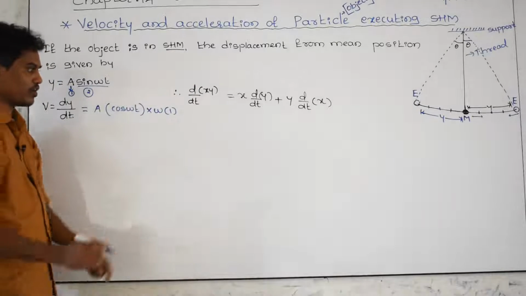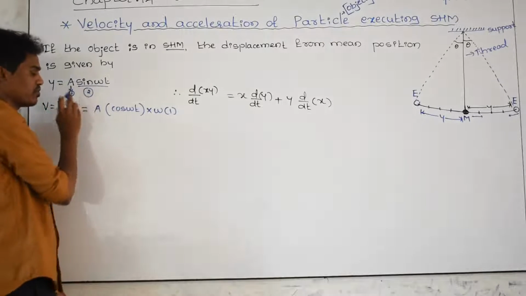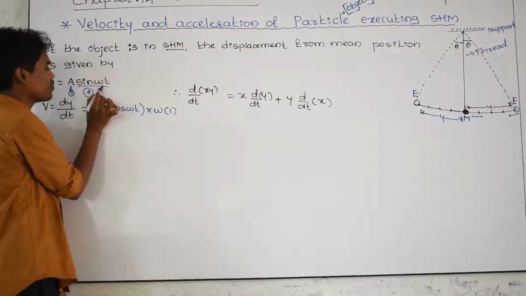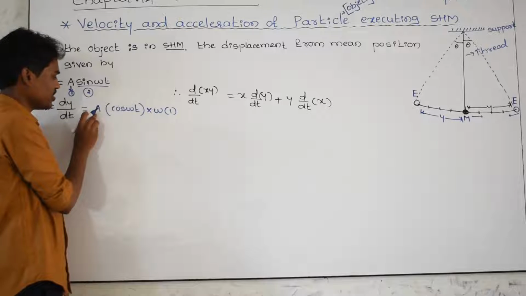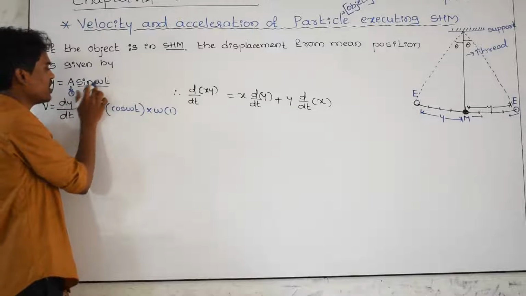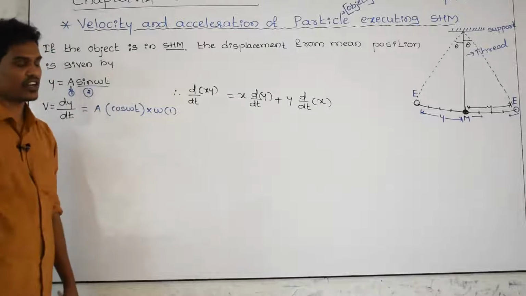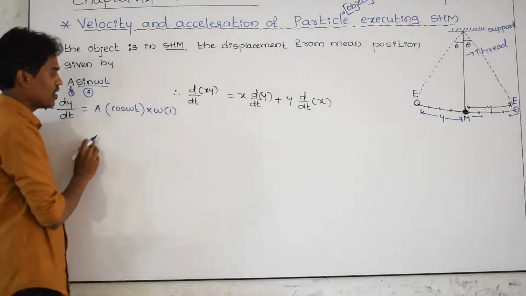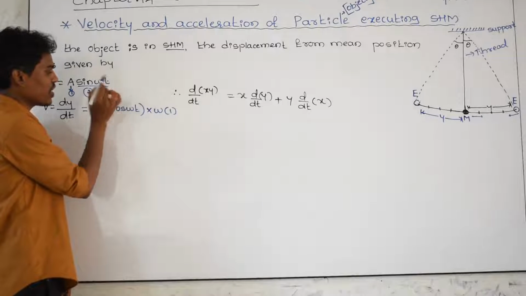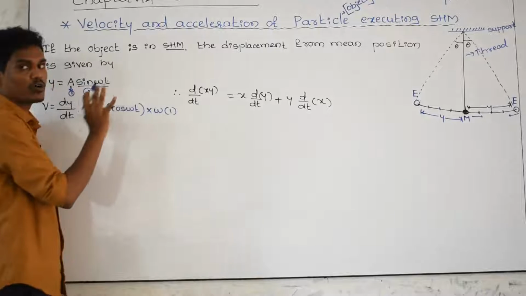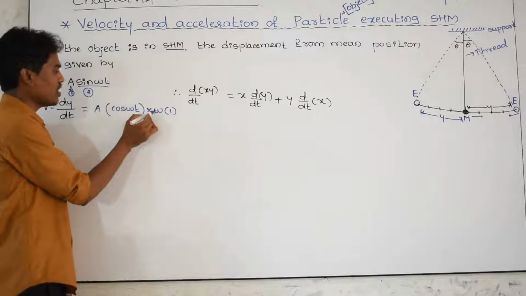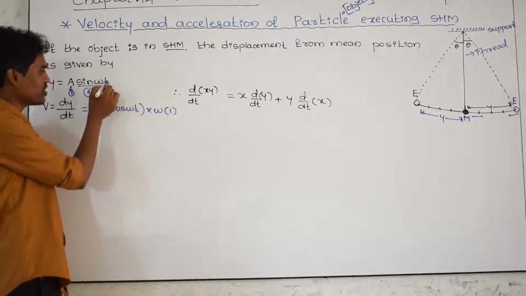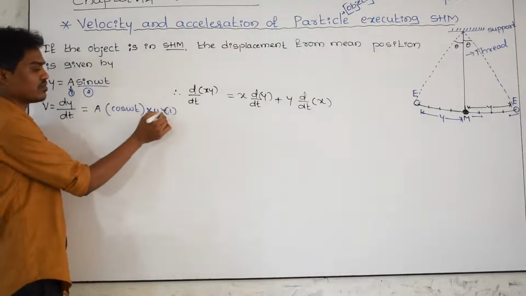I apply that formula. x is nothing but a as it is. This is the first function, this is the second function. Keep a as it is and differentiate sin omega t. Differentiation of sin omega t is cos omega t. Omega is a constant, it cannot be differentiated, so keep omega as it is, and differentiation of t with respect to time is 1.